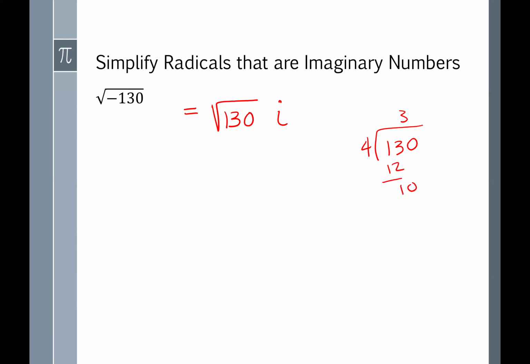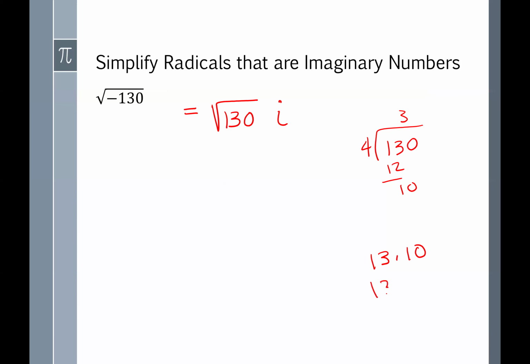Nope. How about 16? No, if 4 won't go into it, 16 won't go into it. Do I have it written down? I have no idea. It's 13 times 10. I think we're done. I don't think there is any perfect square factor in 130. Can you think of a perfect square factor of 130? I can't. It's 13 times 10, but neither one of those has a perfect square in it.